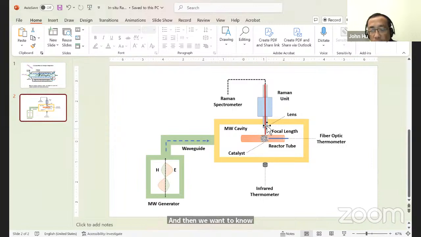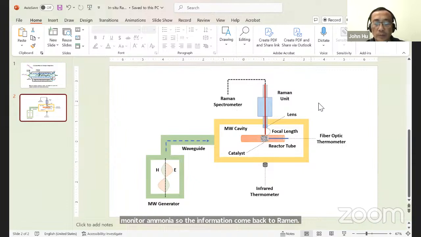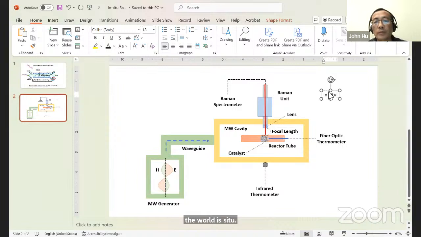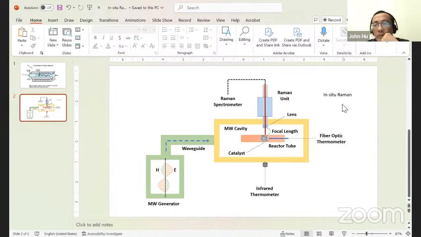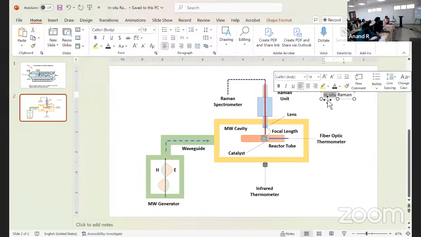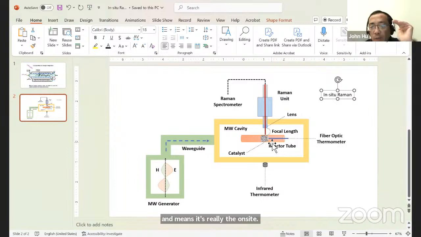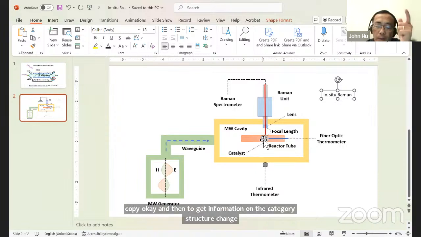See, this is the red line. It's a laser. We can move them around and then see the activity, to monitor ammonia, so the information comes back to Raman. The word in situ Raman means it's really on-site. That means it's under the temperature, under the pressure, and then we monitor the real-time spectroscopy. Okay, and then we get information on the catalyst structure change and also the activity.